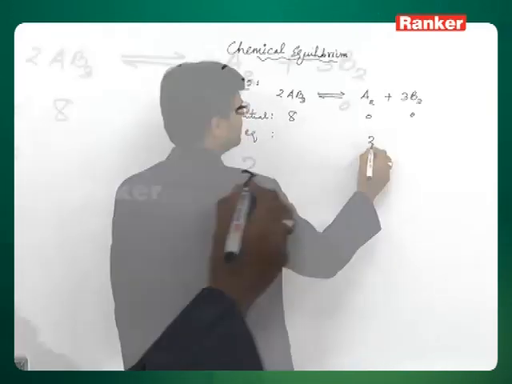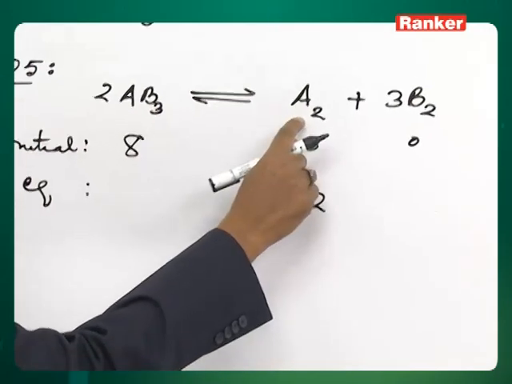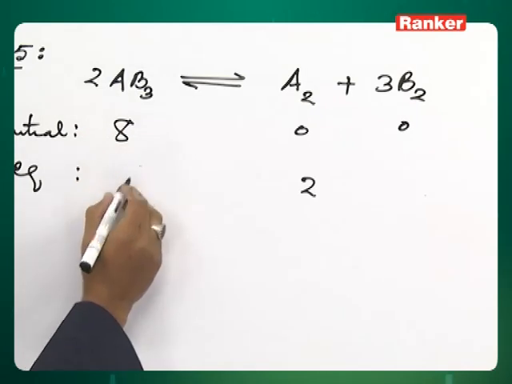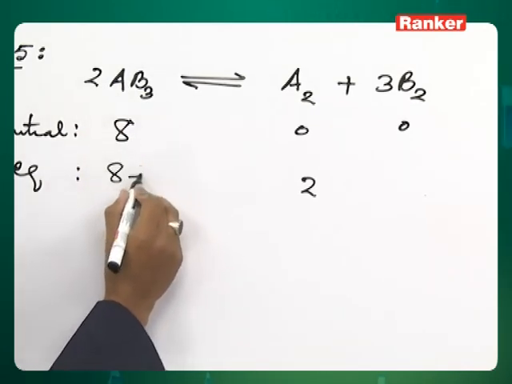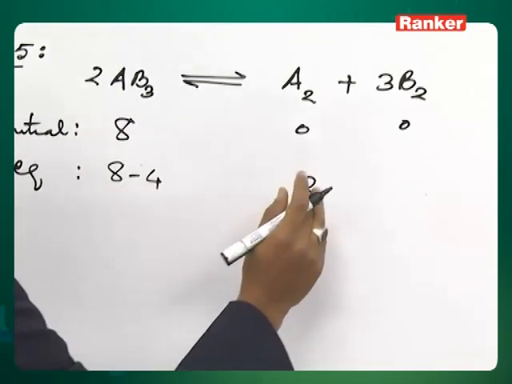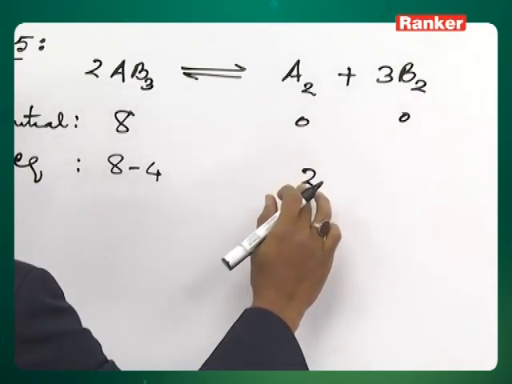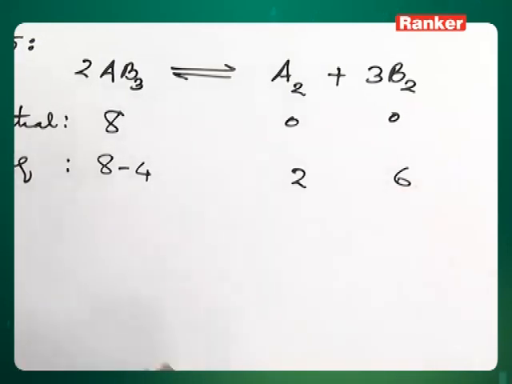This is 2 moles. As per the equation, 2 moles is giving 1 mole. So, 2 moles of A2 will be formed from 4 moles. So, how much will be left out? It will be 8 minus 4. For every 1 mole of A2 formed, you are getting 3 moles of B2. So, for 2 moles, this will be 6 moles.